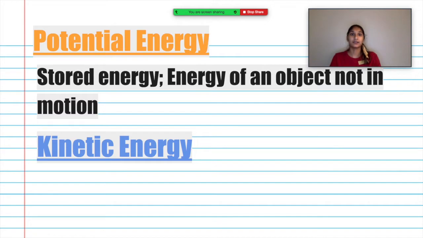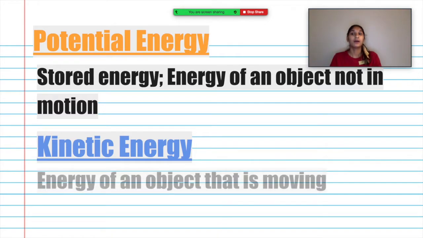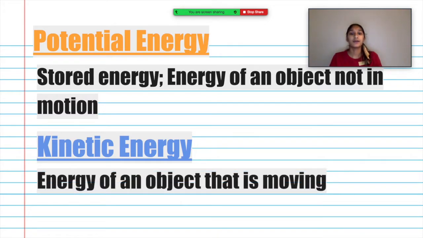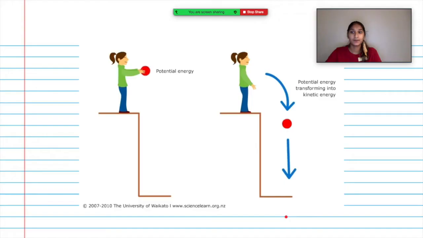Kinetic energy is our second type of energy. Kinetic energy is the energy of an object that is moving. And so when an object is in motion, it has kinetic energy. So, for example, this scrunchie in my hand right now has potential energy. But when I throw it up like this, it has kinetic energy. And now that it's back in my hand, it has potential energy again.